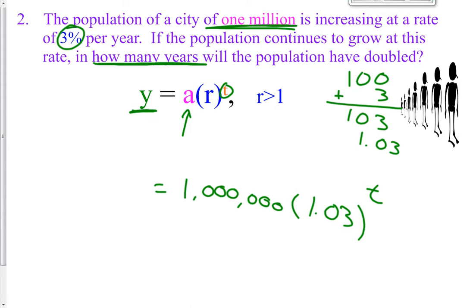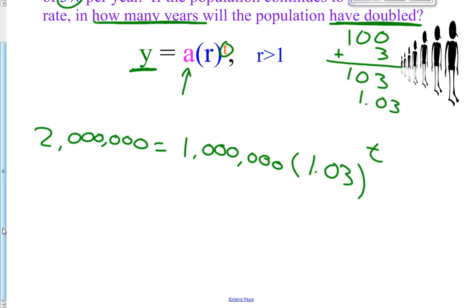So what do we want to find? We want to find if the population continues to grow at this rate, in how many years will the population have doubled? So in how many years will the population get to 2 million people? That's when the population doubles. So our amount at time t is going to be 2 million. So there we have our equation set up. Now we have to solve for our exponent, the letter t.